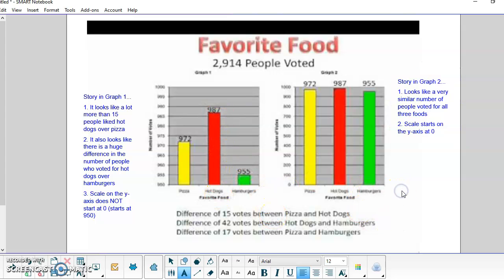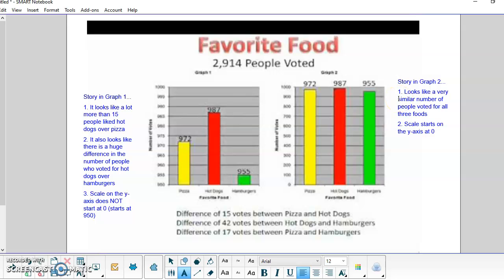So if I was a marketing director and I was trying to decide what food I should be advertising and selling in my advertisements, I would immediately, looking at this graph, say hot dogs. Like, I am going to knock this out of the park if I just advertise a bunch of hot dog information. When in reality, we see that there's a very similar number of people that like all of these foods.